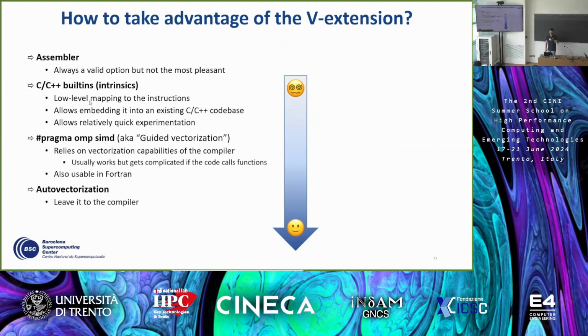This is how to take advantage of the V extension. I go fast because we have already seen this. You can write assembler, up to you. You can write intrinsics, up to you. Or you can put pragmas, or you can leave it to the compiler, enabling auto-vectorization. So the last two points are strongly suggested, okay? Stay happy, don't go up in this slide, okay?